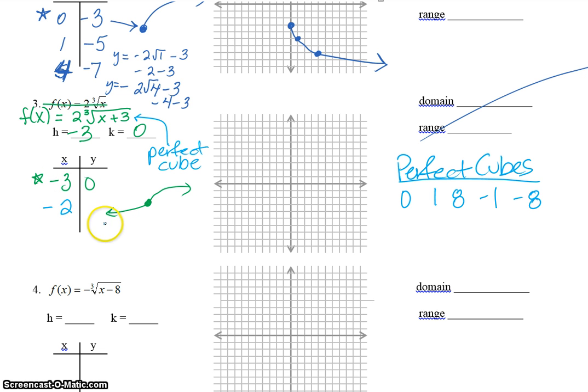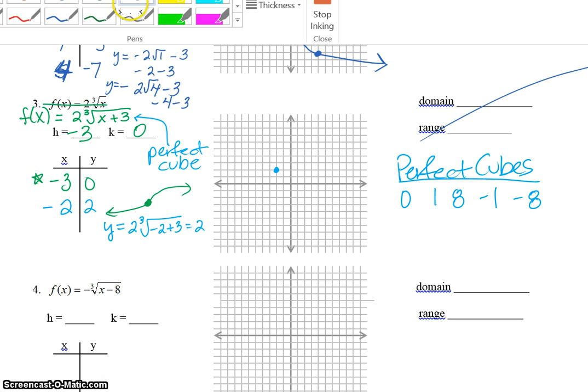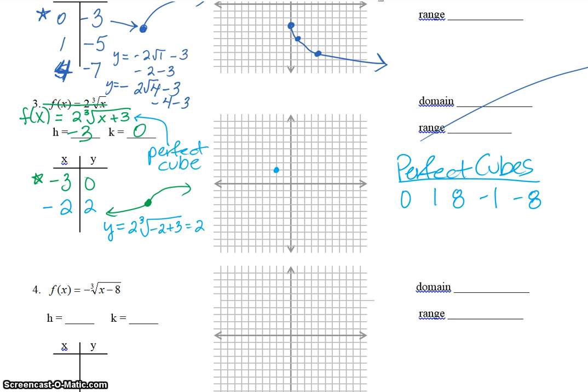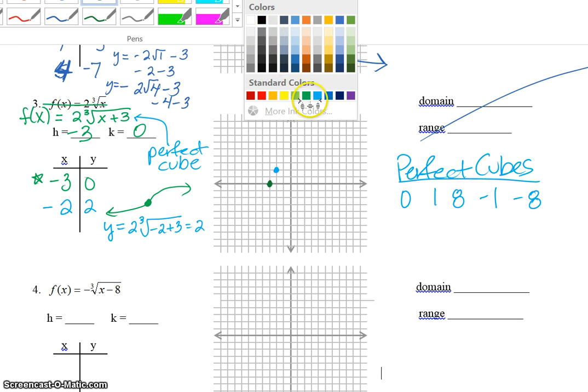If x is -2, then I have y equals 2 cube root of -2 plus 3. -2 plus 3, that's 1. Cube root of 1 is 1, so we just get 2. So (-2, 2). And I forgot to plot that first point of (-3, 0). So let's make sure that we plot (-3, 0). Okay, these are pretty close together. So let's get some more points here so that we know what is going on.